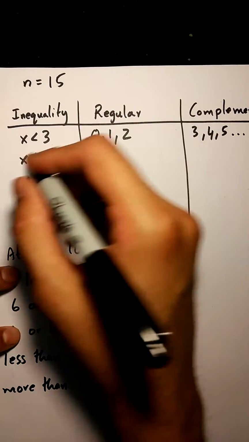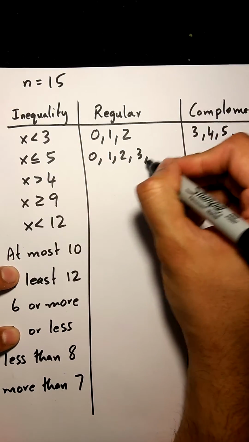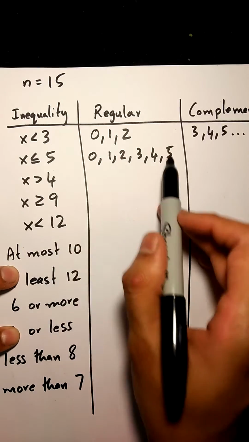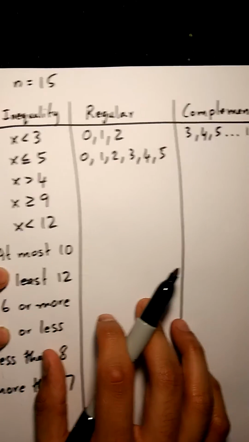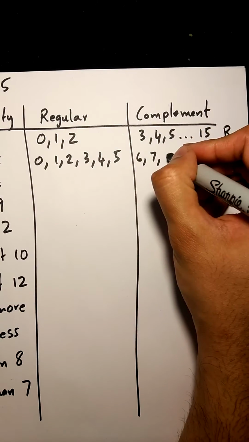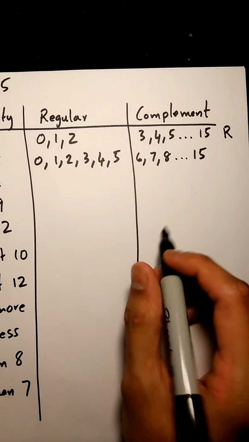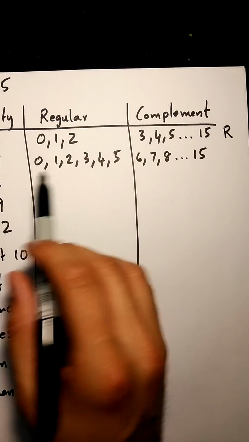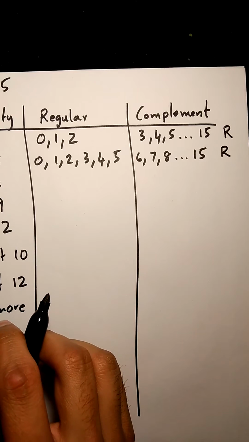Okay, in this second example, x is less than or equal to 5, which means our x values are 0, 1, 2, 3, 4, 5. 6 calculations. You know, we have a total of 16, which means our complement should have 10 calculations. The values for our complement would be 6, 7, 8, and going all the way up till 15. Again, that's 10 calculations. Our regular values of x are 6 calculations. I'm going to pick the regular values in this case again.